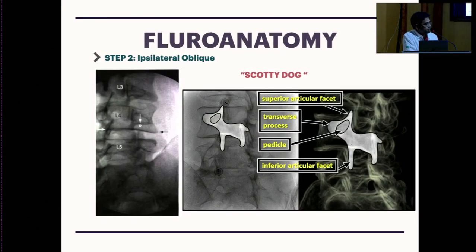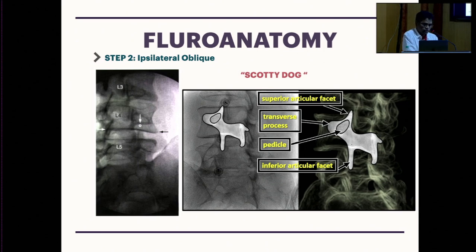Now once you do an AP view, then the subsequent second injection is once you mark which nerve we are targeting. Depending on that, you go for an ipsilateral oblique. So the same side you are doing now, the patient is going to have this oblique in this case. So what am I going to see once you do the oblique?